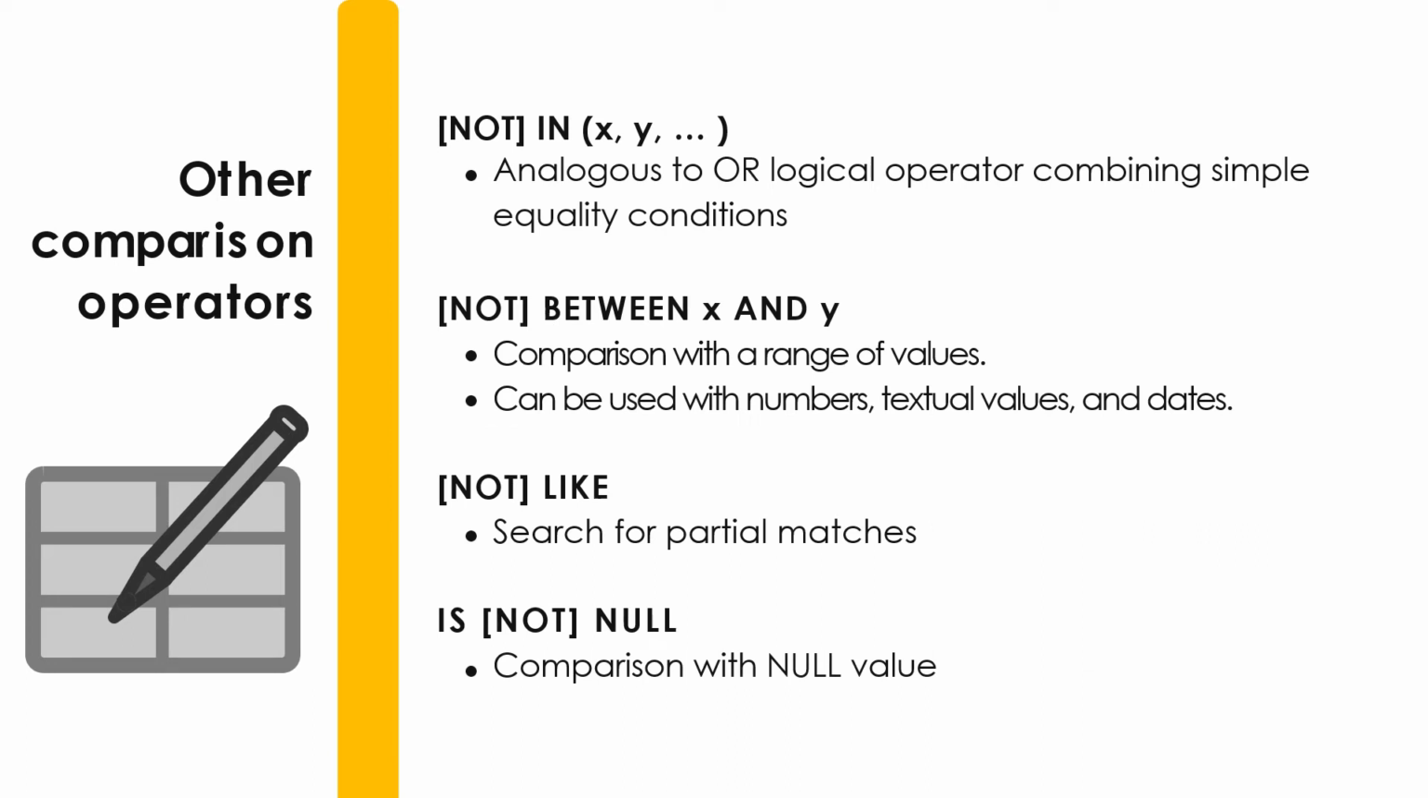The following are the other comparison operators. The IN operator is analogous to the OR logical operator, combining simple equality conditions. BETWEEN x AND y is used if we are comparing with a large range of values, or values that fall between x and y. It can be used with numbers, text values, and dates. LIKE is what we use to search for partial matches. And IS NULL or IS NOT NULL is used for comparison with the null value.